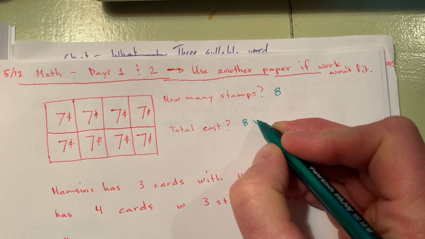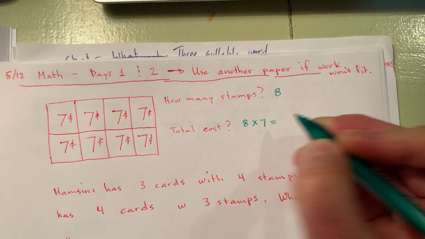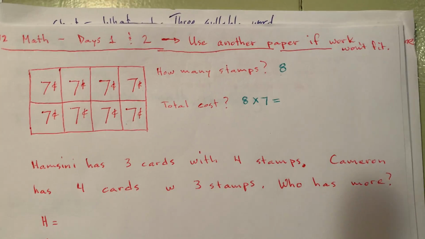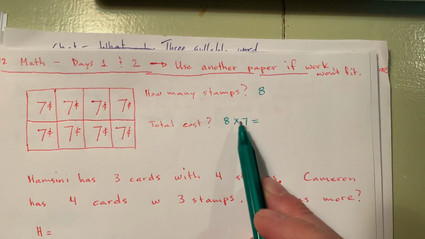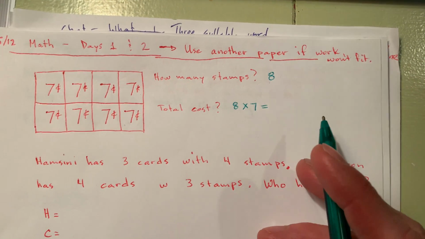8 times 7. And if you know your facts, you'll know that that's 56 cents. If you need to use a different strategy, you might try dividing this 8 in half, do 7 times 4 and 7 times 4, add 28. You'll end up with 56.